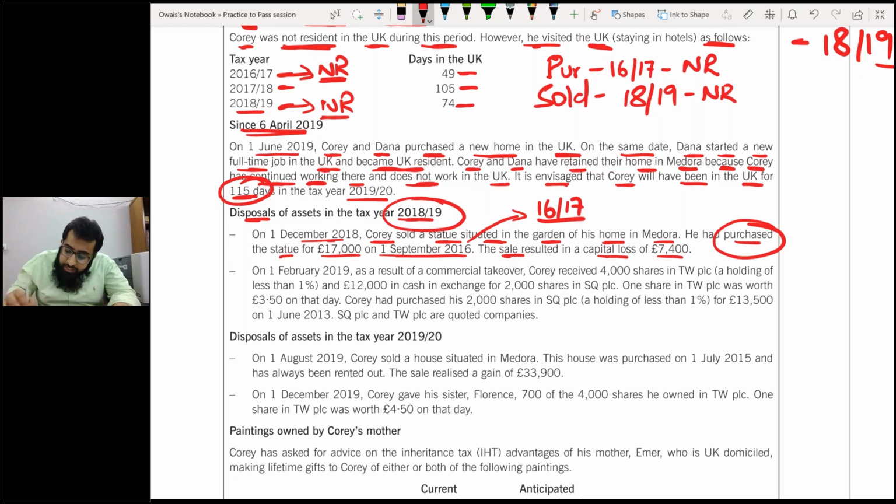He purchased the statue in 16/17 when he was non-resident. He sold it in 18/19. He was non-resident. Only 10 students have answered. What about the rest of the 88 people? What are they doing? I want answers.